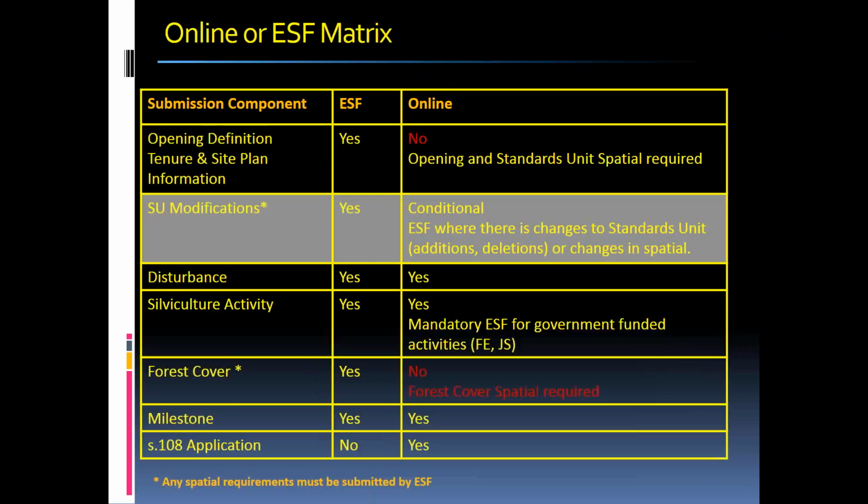In some situations, if you're making just some changes to data elements for the standards unit, it might be okay to make those changes online. But if you are adding, deleting, or merging a standards unit, or new line work is provided because you need to make an amendment because some blowdown has happened, anytime you would be modifying a map, then you shouldn't be doing that online. You must do that through ESF. So that's the baseline for making sure you understand which mechanism you should be using.